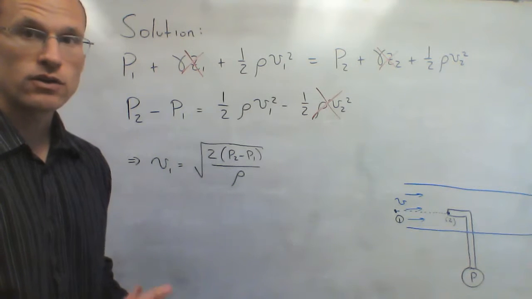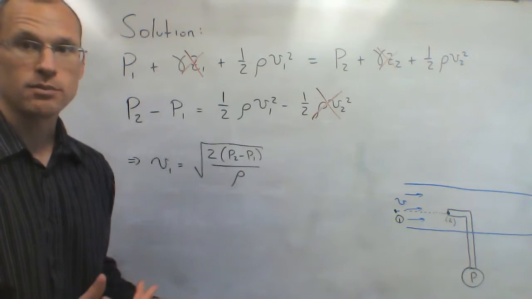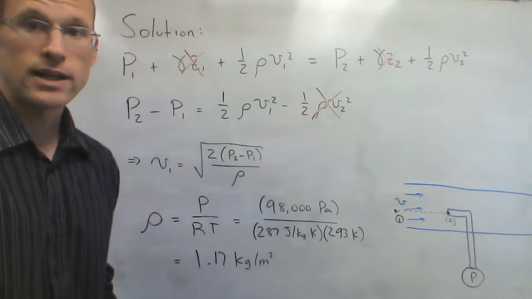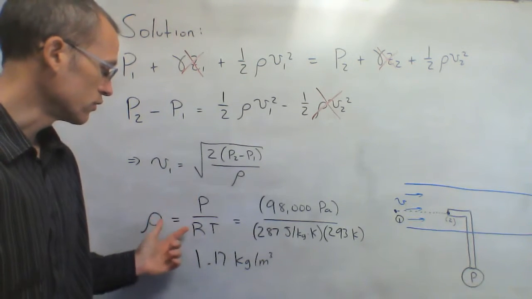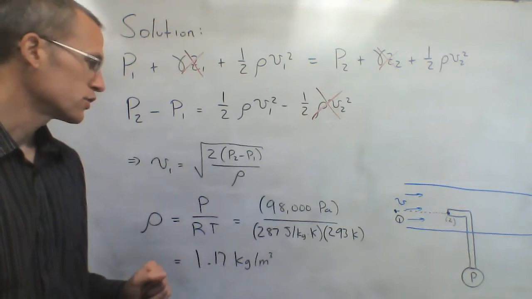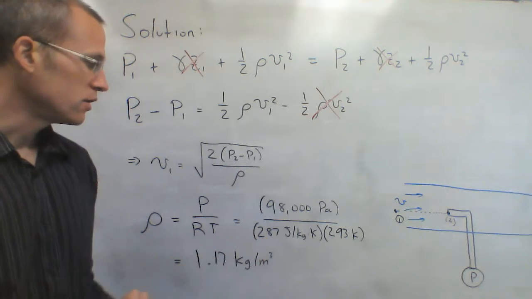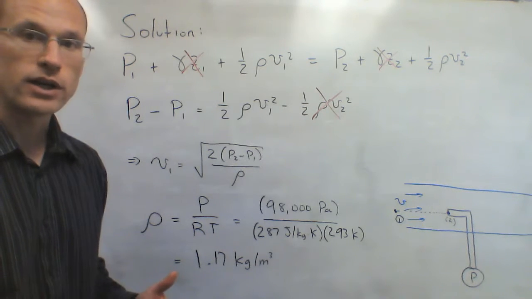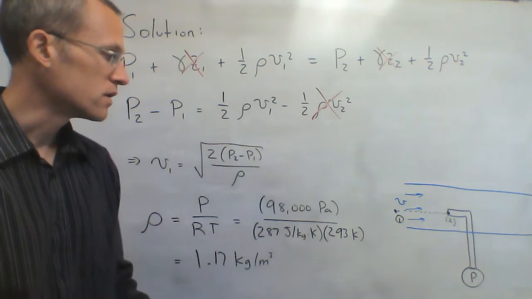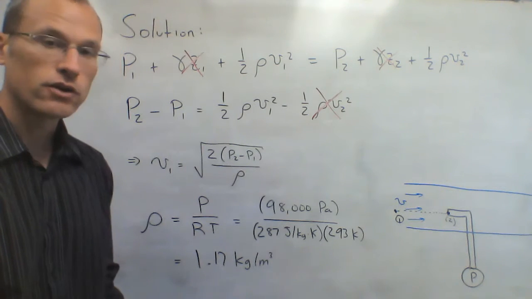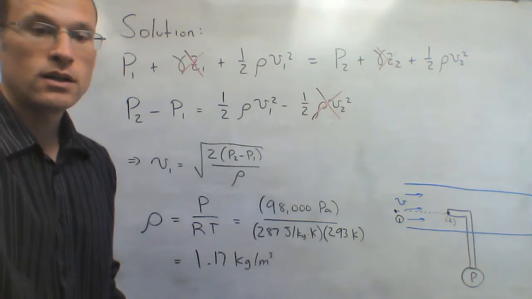Density of air, not at STP, so because it's not at STP, you need to use the ideal gas law. So ideal gas law, density is pressure over constant times temperature. So my pressure here was 98,000 pascals. R value, 287 joules per kilogram Kelvin for air. And my temperature, 20 degrees Celsius, want that in Kelvin, so 293 Kelvin. Gives me a density of the air, 1.17 kilograms per cubic meter.